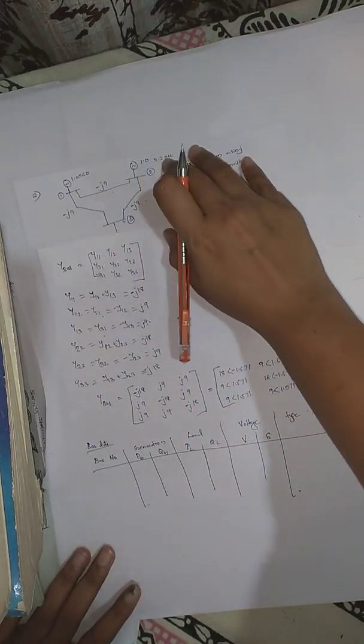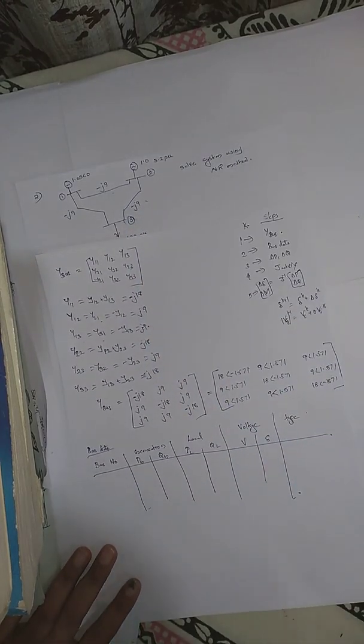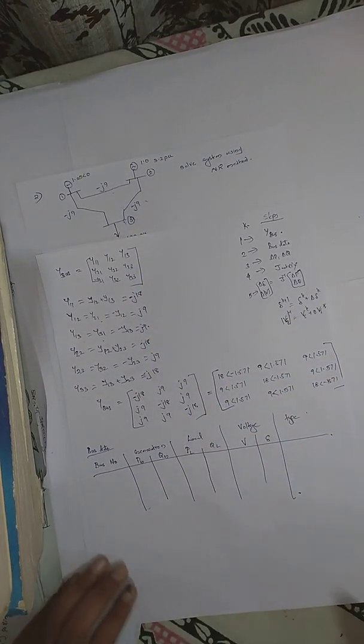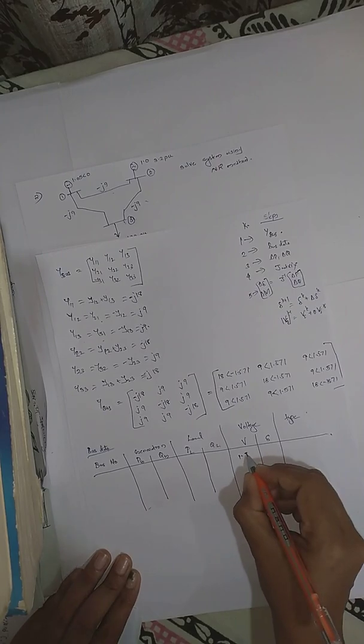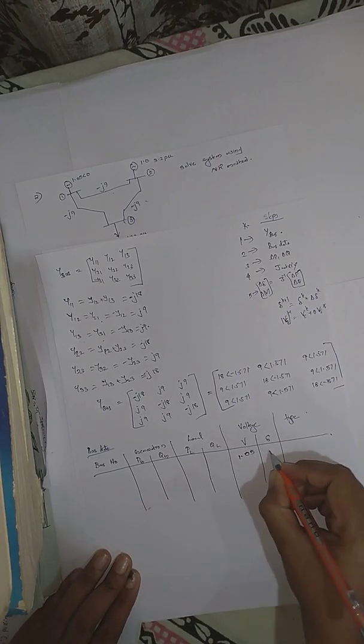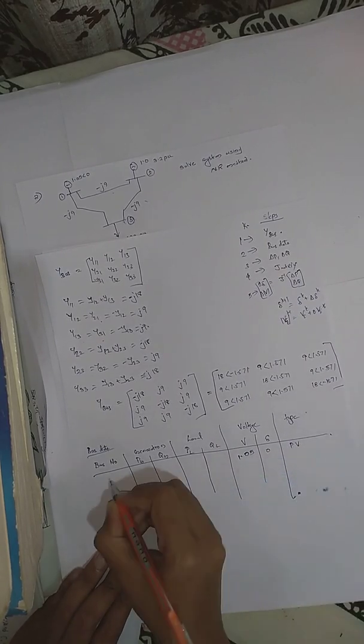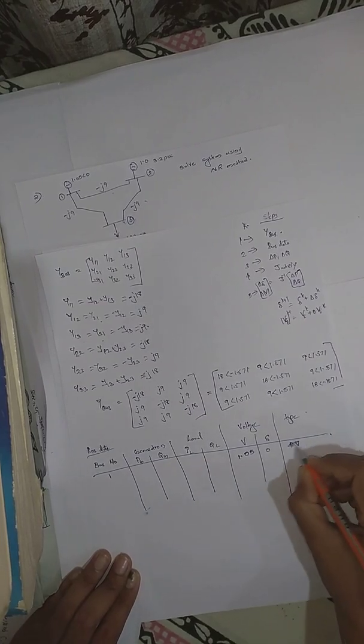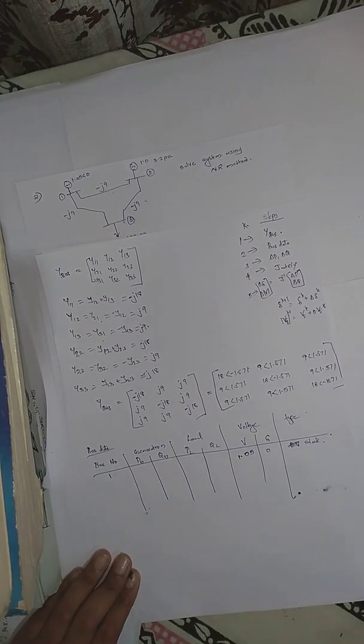So what is the value? The value is 1.05, angle 0, and the type is a slack bus, because V and delta are given.